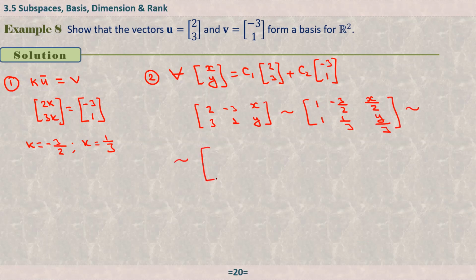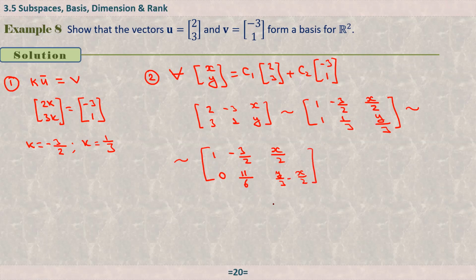If you multiply the first row by -1 and add it to the second row, here we have 1, -3 over 2, x over 2, and here we have 0, then -3 over 2, and if you multiply by -1 it is 3 over 2, plus we add 1 over 3, which equals 11 over 6. So here we have 11 over 6. And how about here? We multiply by -1 and add, so we have y over 3 minus x over 2.